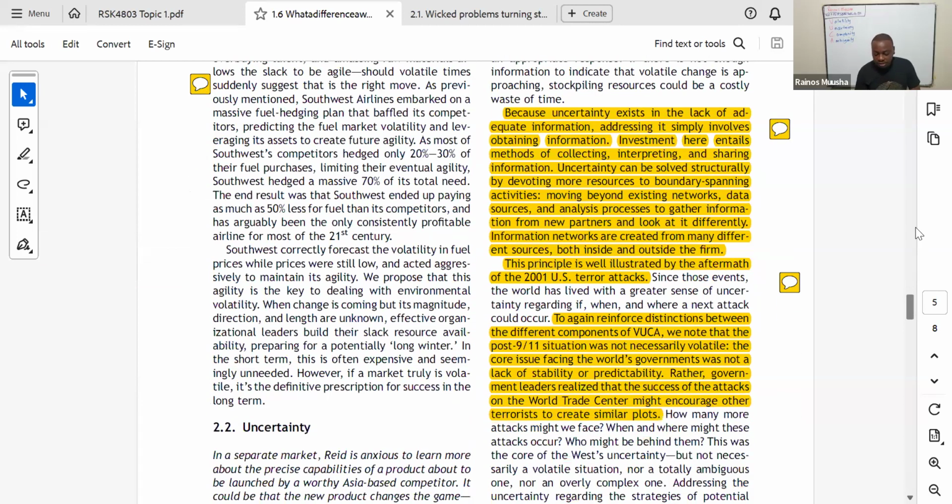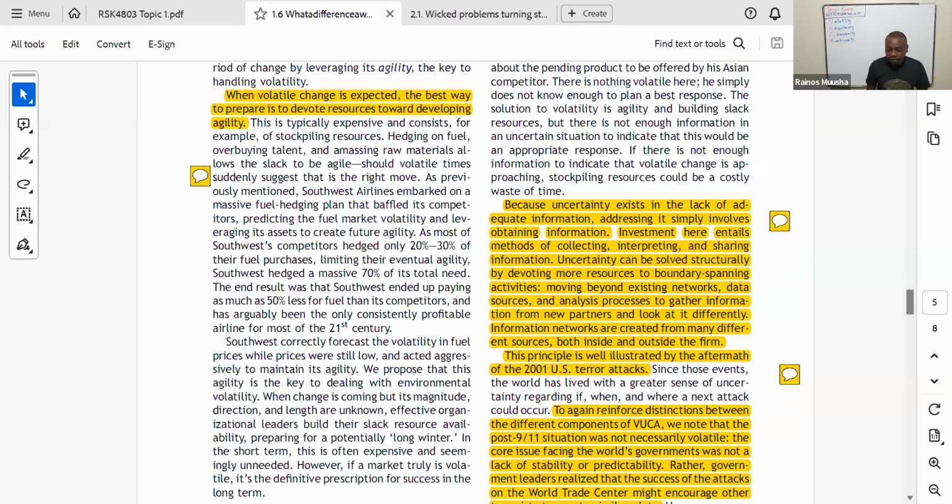So are there any questions when it comes to a situation that is deemed to be volatile? Any questions? Can you hear me? Yes, go ahead.